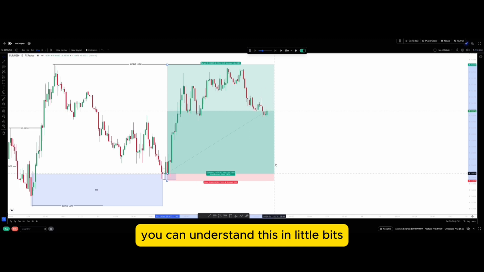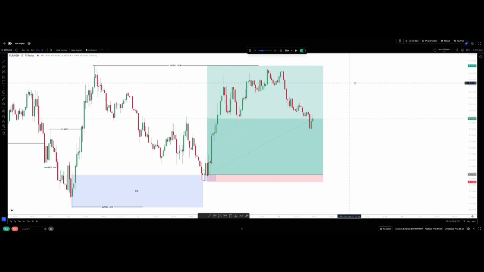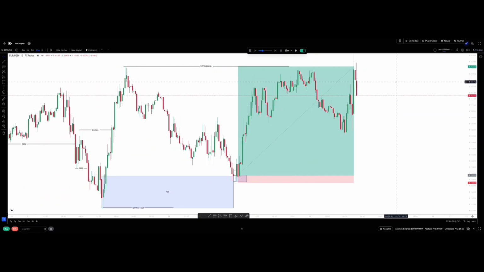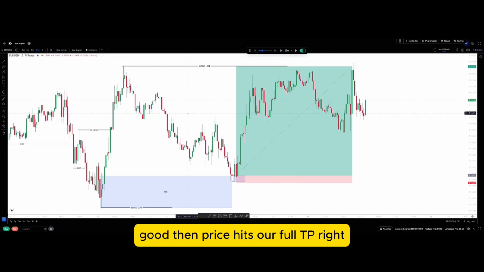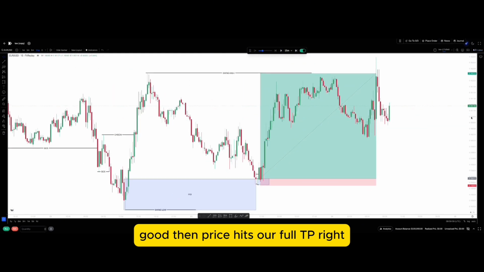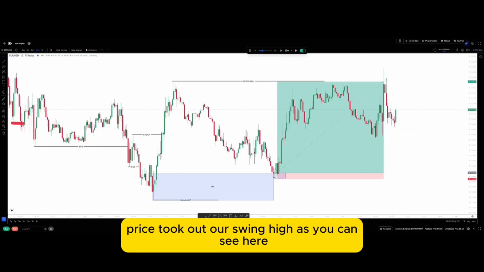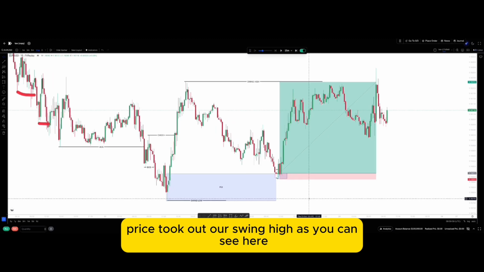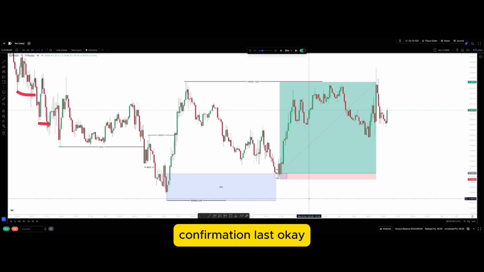Okay, I will extend this a little bit. Good. Then price hit our full TP, right? Price took out our swing high. So you can see here, it's that easy. You don't have to complicate things for yourself, right? Always remember, direction first, zone second, confirmation last, okay?